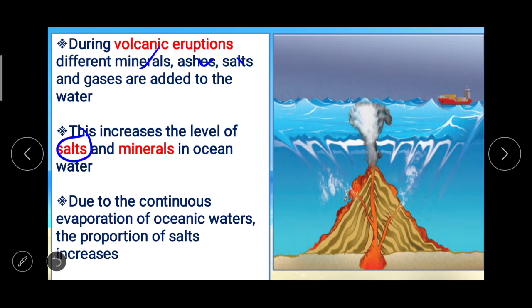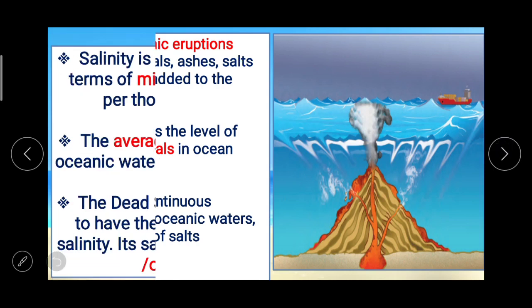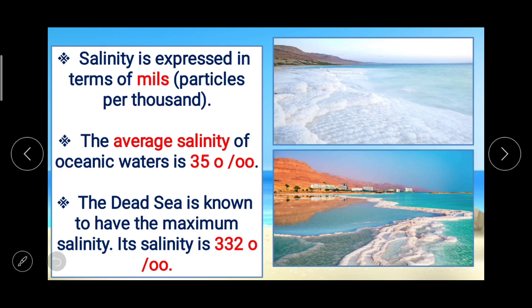Due to the continuous evaporation of oceanic waters, the proportion of salts increases. Proportion of salt increases, and what happens then? Salinity of the water also increases. So, this salinity is expressed in terms of mils, that is parts per thousand. The average salinity of oceanic water is 35 mils. And the Dead Sea, which is known to have the maximum salinity, has 332.